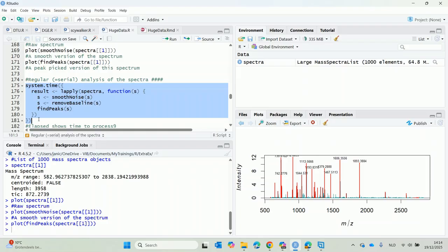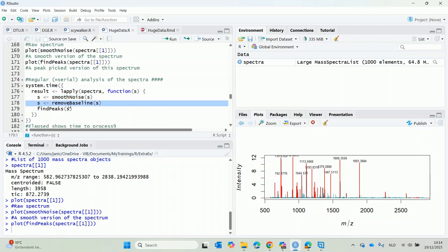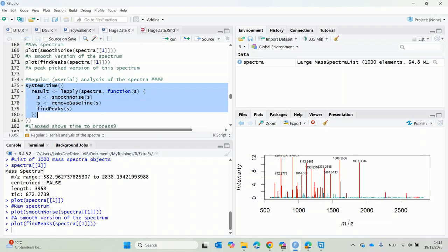And since we have a list with multiple spectra, we will use here lapply. And we will use lapply to do these steps that I explained. So the smoothing of the peaks. This is a step that I didn't talk about, but you typically also remove the baseline signal. And then the peak picking. So this is put in an lapply. And with this function here, system.time, I can measure how long it takes. So there we go.